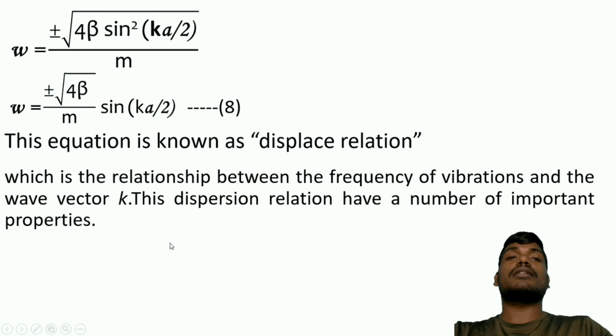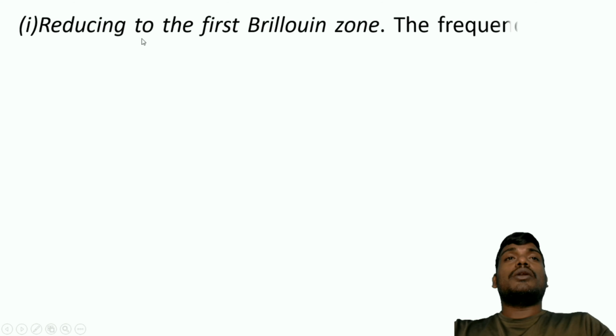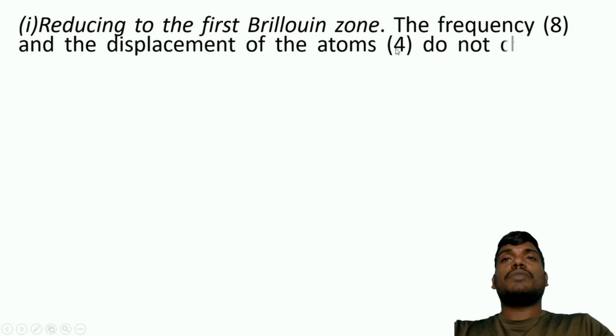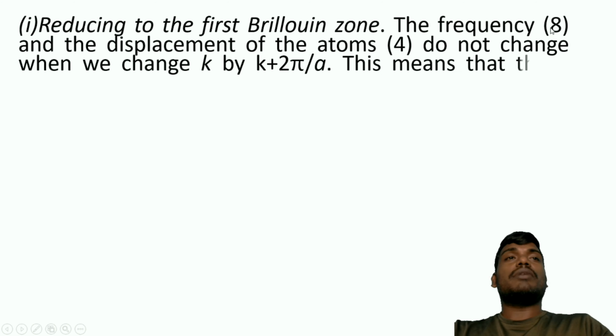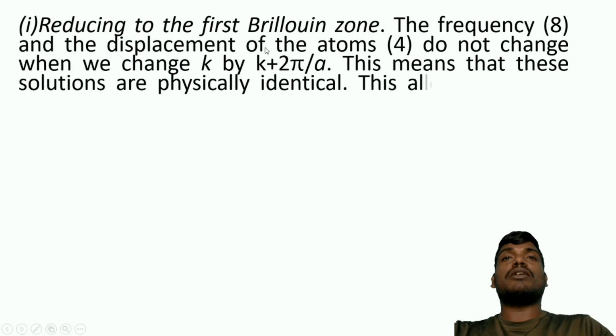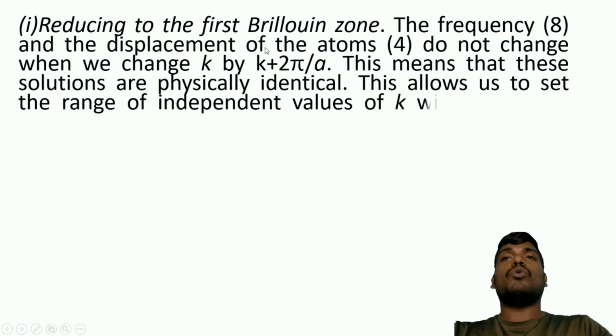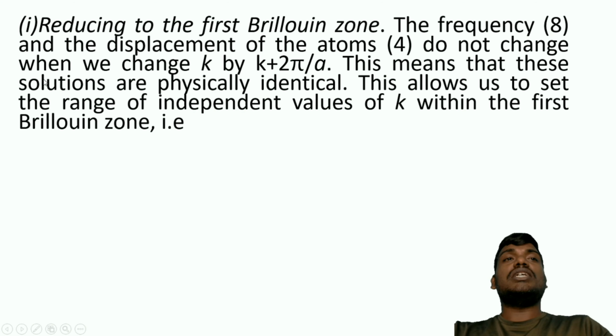This dispersion relation has a number of important properties. There are three properties. The first one is reducing to the first Brillouin zone. The frequency equation number 8 and the displacement of the atom equation number 4 do not change when we change k to k plus 2 pi by a. This means that those solutions are physically identical.